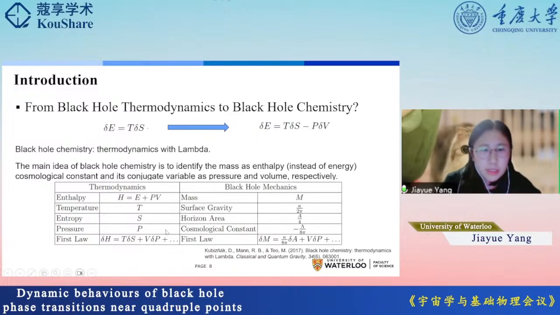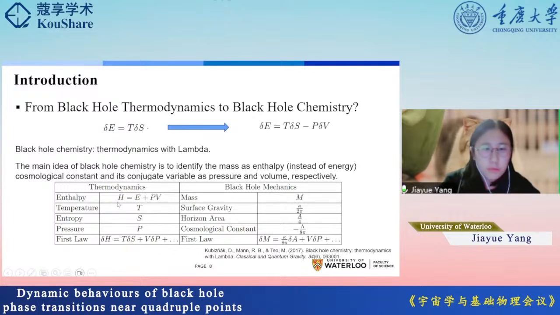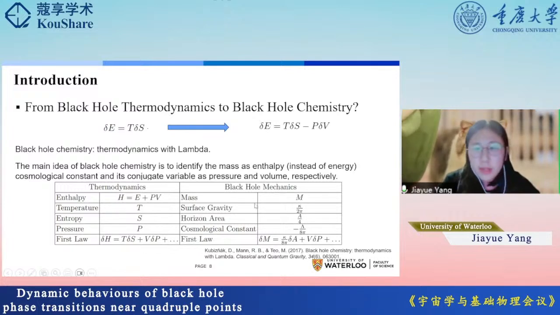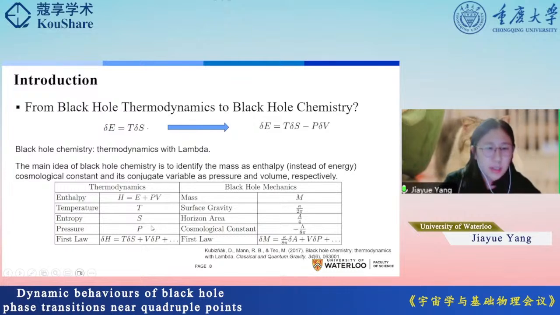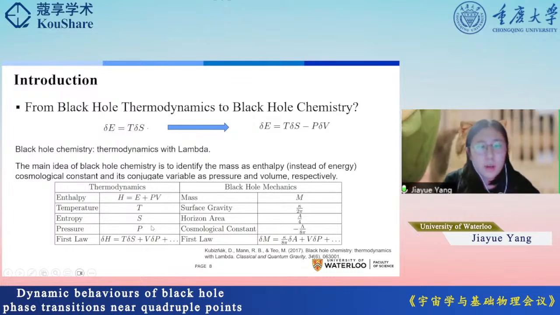So this table means that we interpret M as the enthalpy of the chemical system, the surface gravity as the temperature of the chemical system, the horizon area as proportional to the black hole entropy, and the cosmological constant as the pressure of the system. So we have the first law here: delta M equals T delta S plus V delta P.